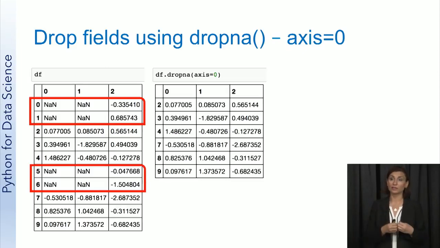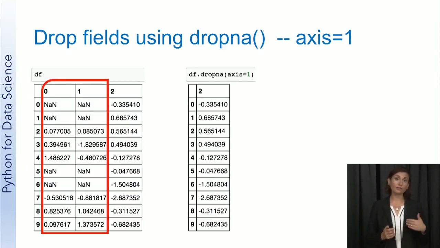So if you look at here, rows 0, 1, 5, and 6 are no longer in the data frame after executing the dropna function with axis 0. With the axis 1 option, any columns with missing values will be eliminated. In this case, since both columns 0 and 1 have NaN values in them, we are left with only column 2 in the resulting data frame.